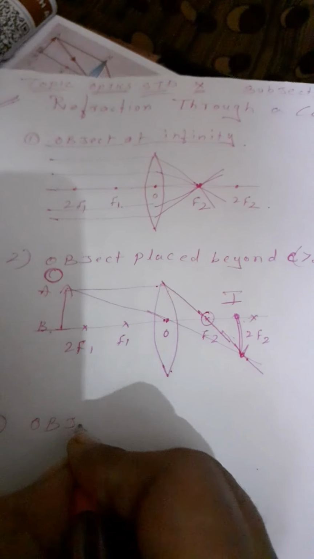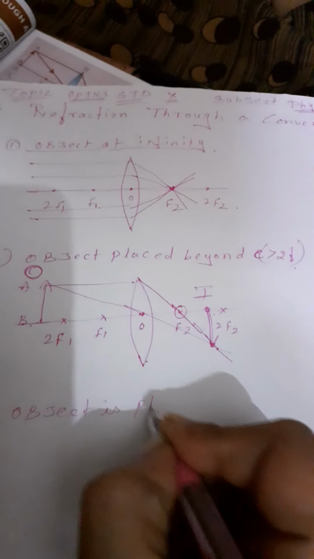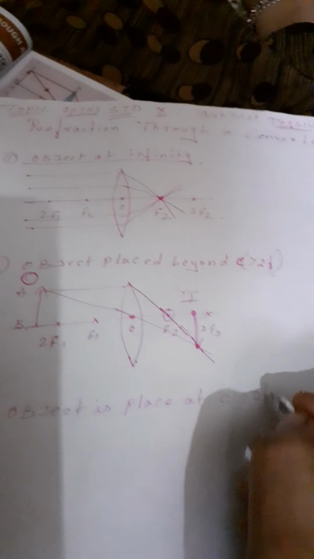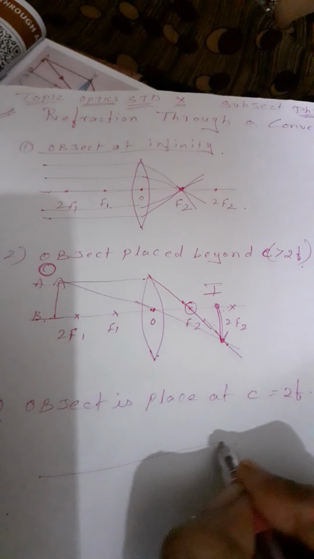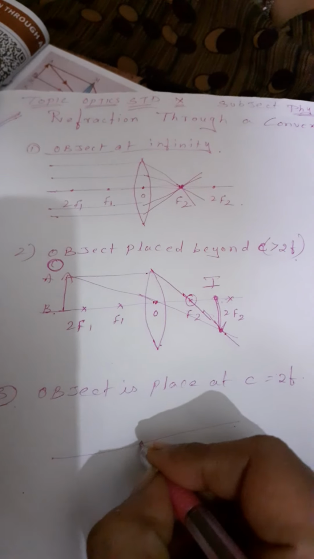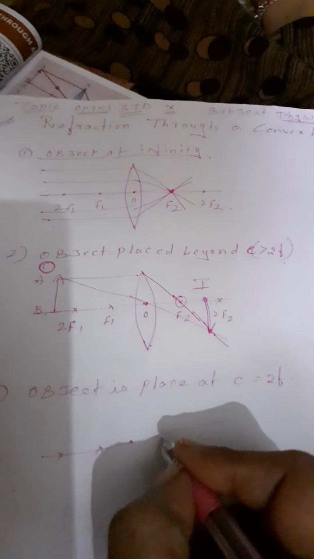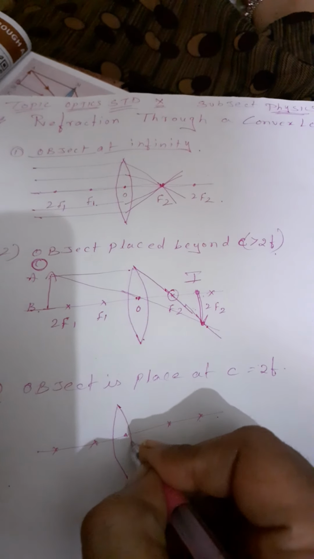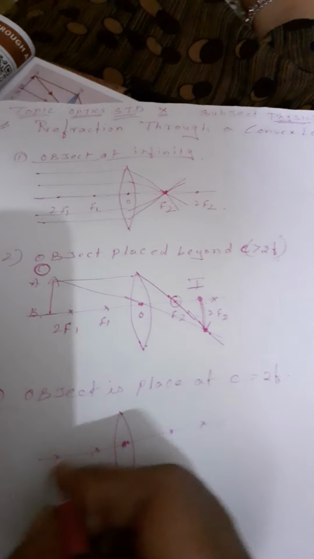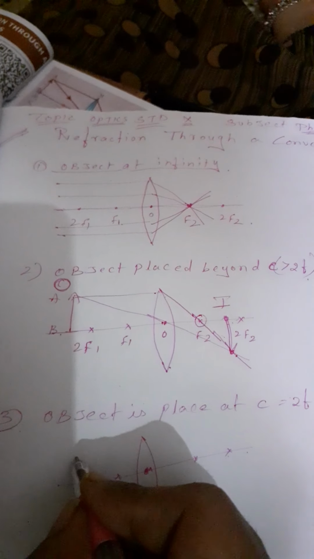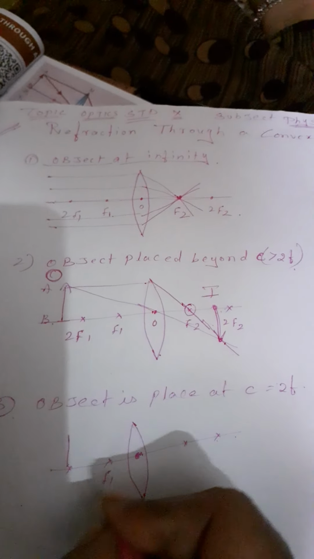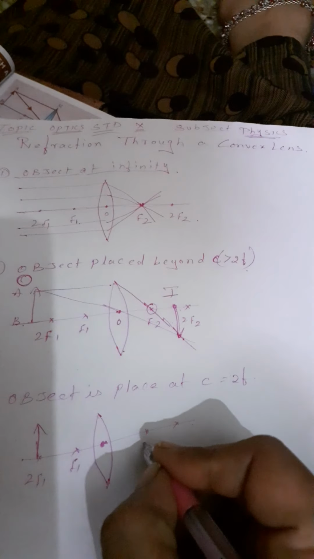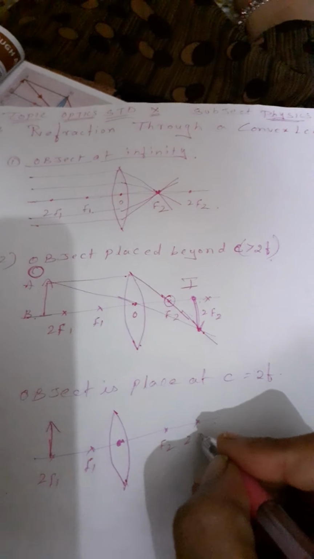Object is placed at 2F. So again draw a line, keep the center and mark 2 centimeters. Draw the lens at the center. Then where I have to set the object: the object is placed at 2F. The first point is F1 and second point is 2F1. The object is placed at 2F1. This is F2 and 2F2.